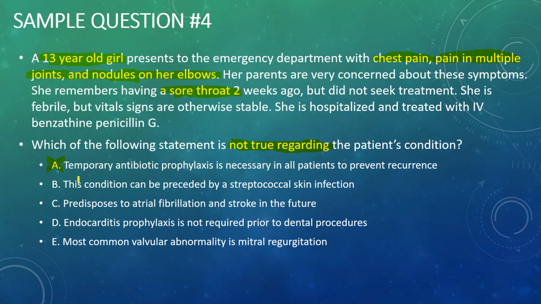the carditis, which means you get inflammation of the endocardium, and if you have persistent valvular disease, you need prophylaxis for quite a few years to prevent future rheumatic fever endocarditis, because you don't want this condition getting worse and worse, because eventually, if you have enough episodes of rheumatic fever, the patient's heart could fail and they could die. So antibiotic prophylaxis is actually necessary in patients, especially if they have carditis or persistent valvular disease, to prevent recurrence of the rheumatic fever. This condition can be preceded by a streptococcal skin infection.